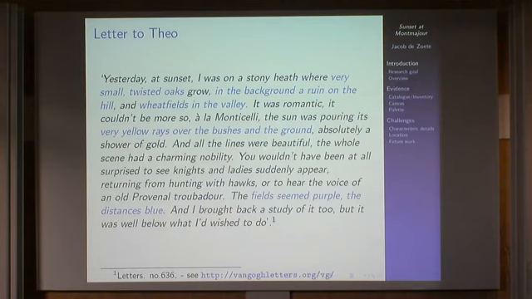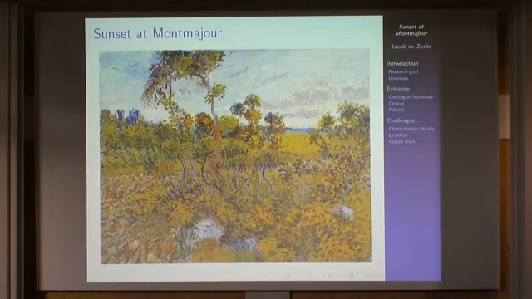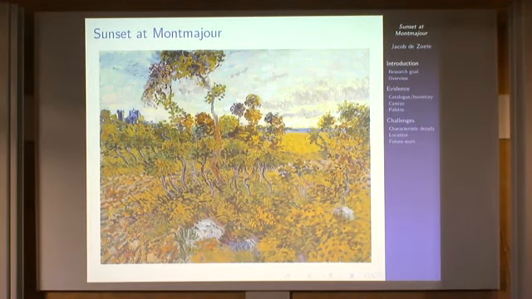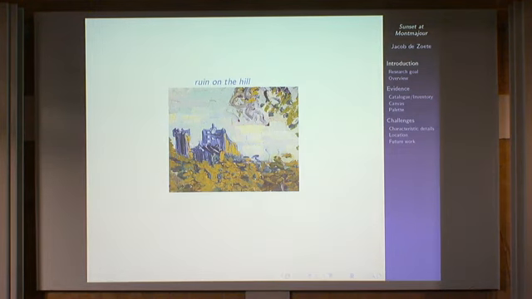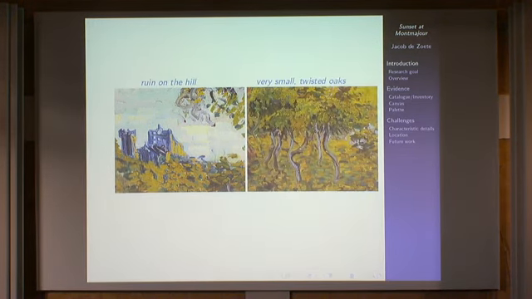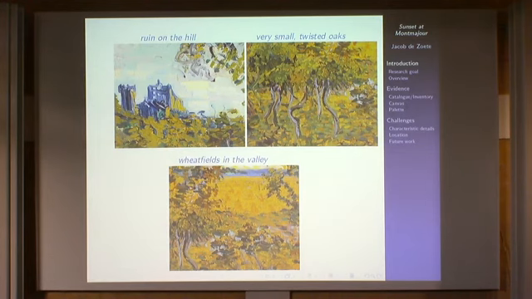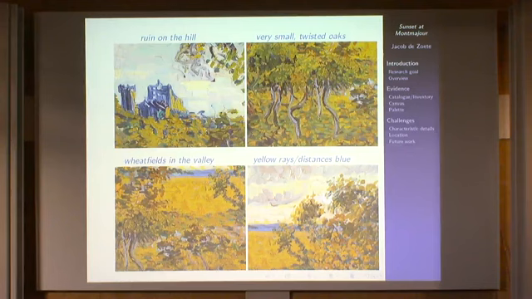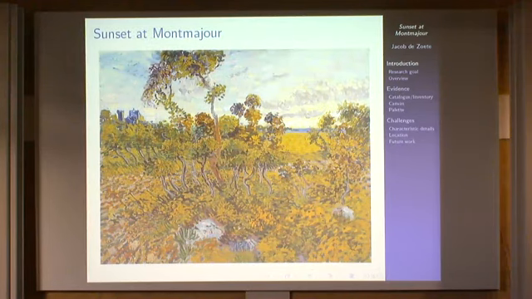If you read this letter and you look at the painting, you might say, well, here we have a ruin on the hill, we have very small twisted oaks, we have wheat fields in the valley, yellow rays, and distances that are blue. And then you might say, well, this is obviously by Van Gogh, because he sent this letter saying he made a painting, and the description matches the evidence. This is one of the arguments, definitely not the only one, presented in this article.